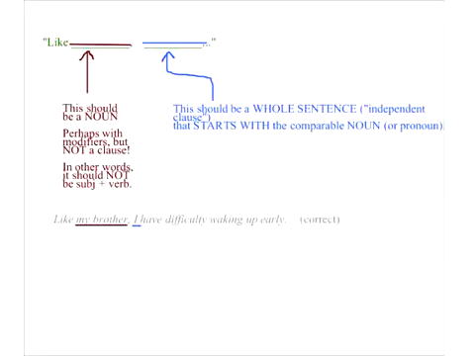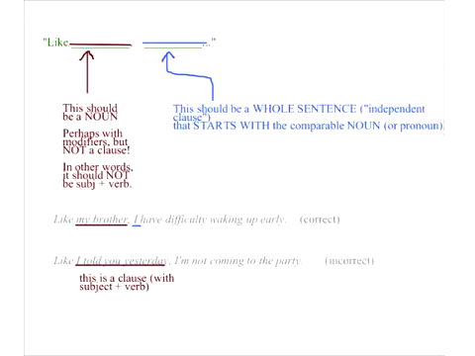On the other hand, if you say, like I told you yesterday, I'm not coming to the party. This is incorrect because you cannot follow like with a whole sentence or a clause. Like this is incorrect because that's a clause. Has subject and verb. So this is incorrect. Smiley face if this makes sense.